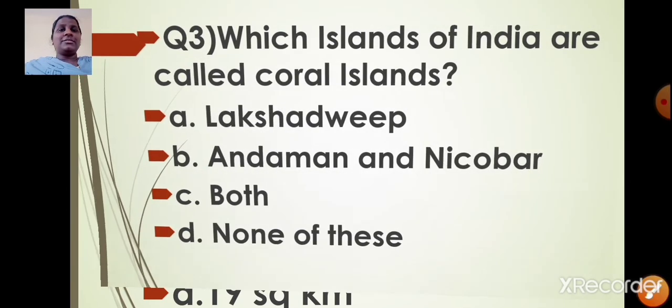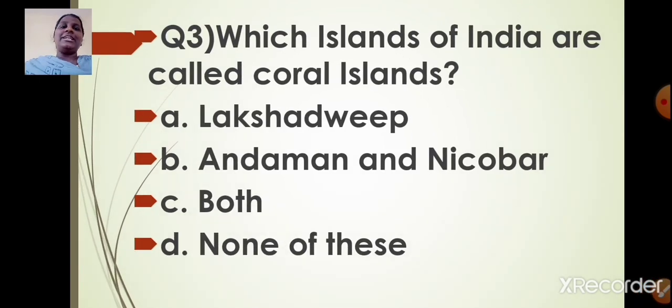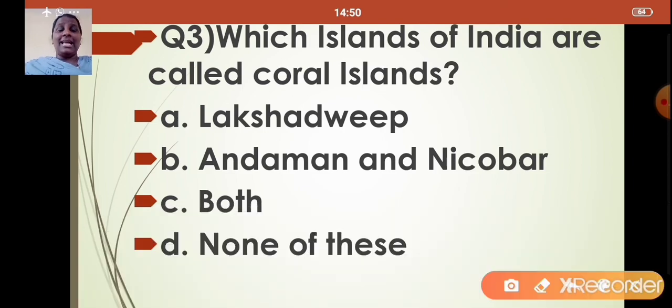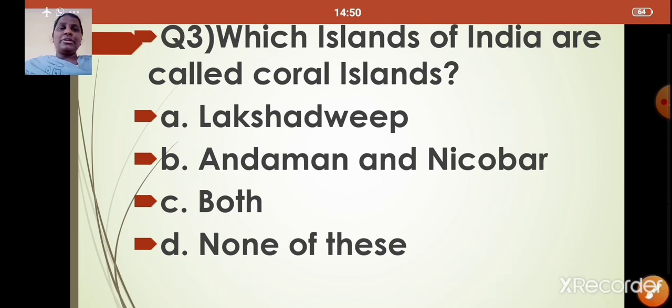Next question. Which islands of India are called coral islands? Option A, Lakshadweep. Option B, Andaman and Nicobar. Option C, both. Option D, none of these. And the correct answer is option A, Lakshadweep. So, Lakshadweep Islands of India are called coral islands.